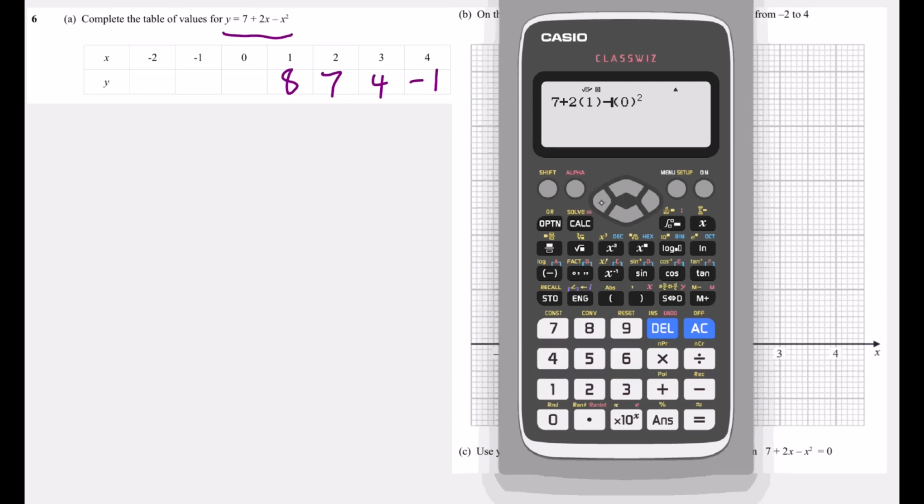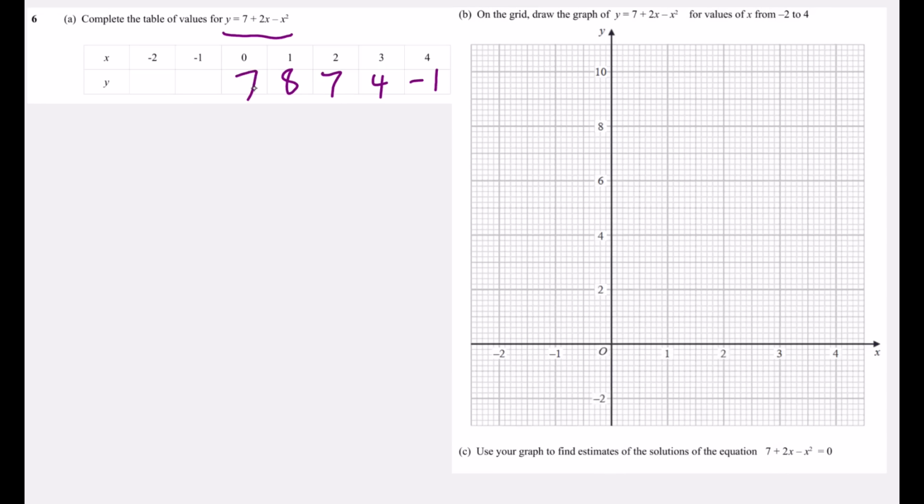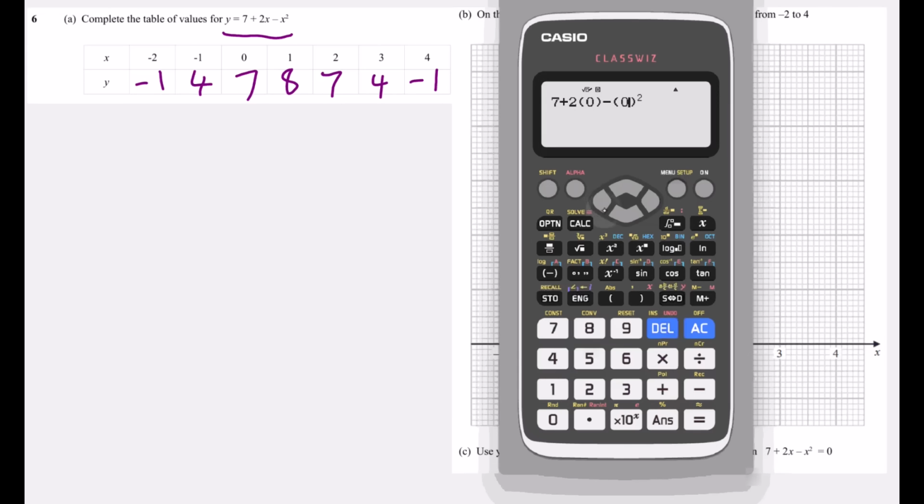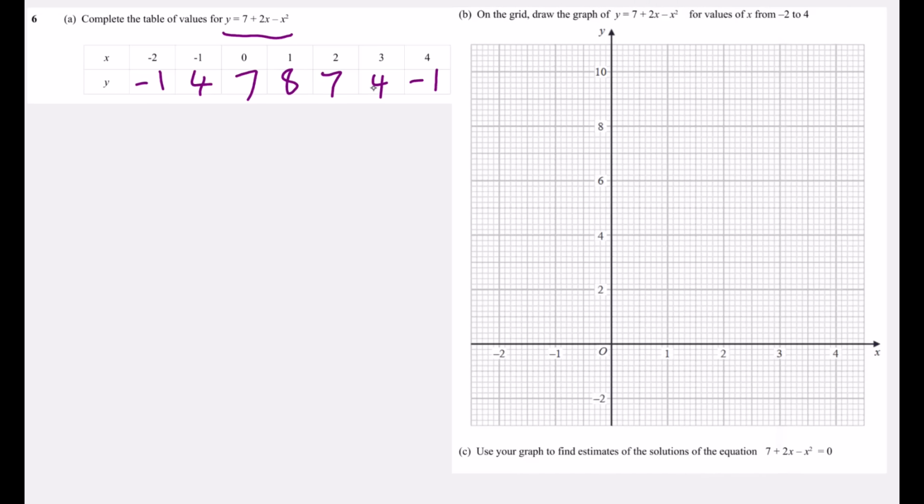And when we have these quadratic graphs, we get a symmetrical pattern. So this time we've got 7, and then it's going to repeat. It's going to be 4 and -1. You can put in the numbers just to check. Let's put in -2, -1. So you can see it's the same on both sides. It's because the quadratic graphs make a symmetrical shape.